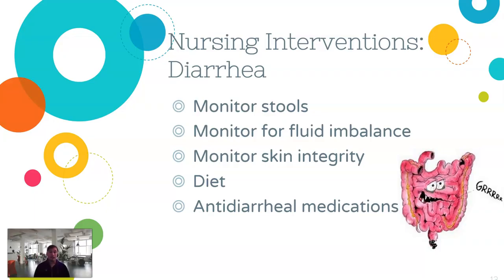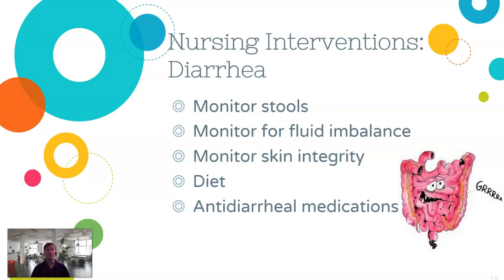For diet, we can encourage clear liquids. Think your broths, gelatins, popsicles, while avoiding caffeine. Again, diarrhea is a hyperactive GI system. We wouldn't want to put caffeine in there and turn it up a notch. We want to encourage sipping of liquids regularly. And we want to encourage what they call the BRAT diet, which is bananas, rice, applesauce, and toast.